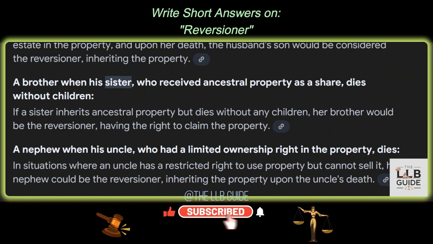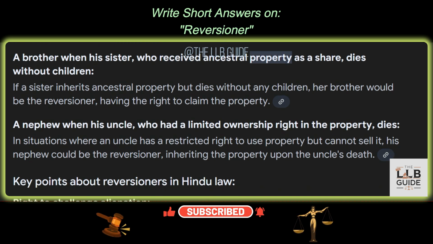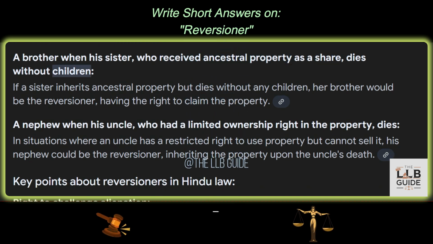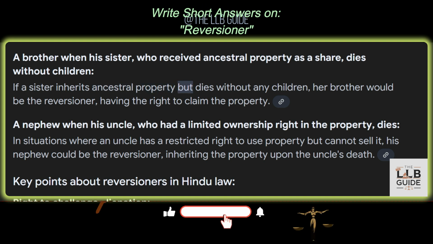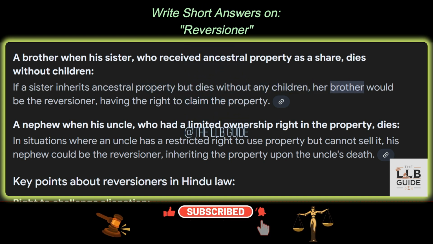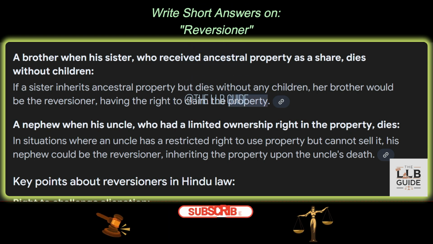2. A brother when his sister, who received ancestral property as a share, dies without children. If a sister inherits ancestral property but dies without any children, her brother would be the reversioner, having the right to claim the property.